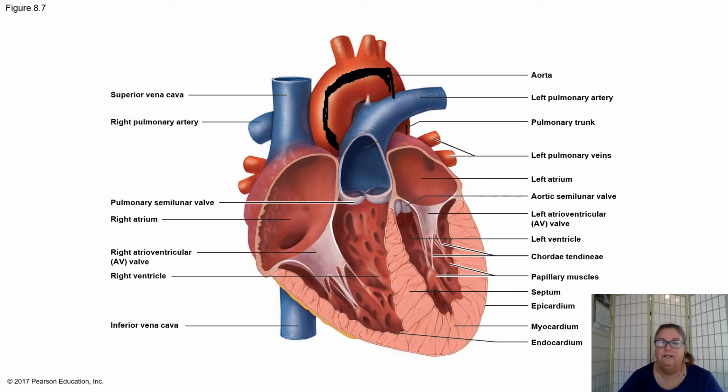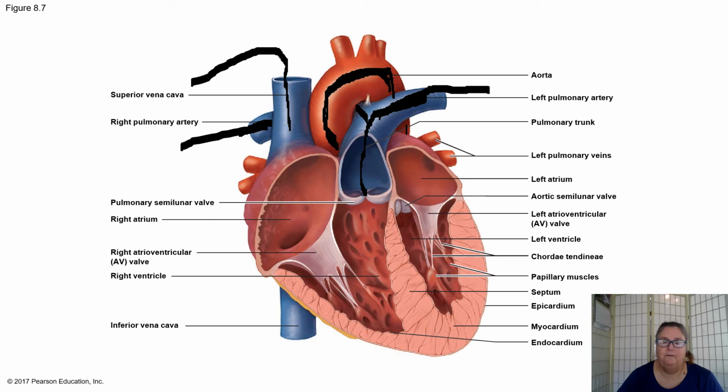Another vessel to recognize is the pulmonary trunk. This is the pulmonary trunk. This is considered an artery because it's carrying blood away from the heart. This is blood low in oxygen, and this is the beginning of the pulmonary circuit. Left pulmonary artery, right pulmonary artery.